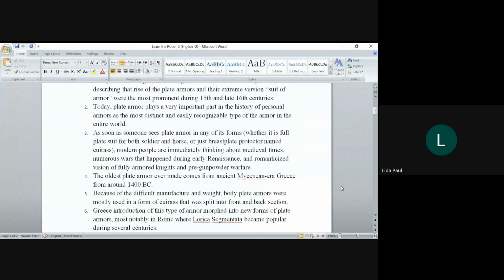But any other adverbs in that line? Sees plate armor in any of its forms. Whether it is full. No. How about whether? Whether is also what? It's also a conjunction, right? The function of whether is also to join parts of sentences. Okay. Either two sentences or parts of sentences. So no adverb in that line. Next one. Plate suit for both soldier and horse or just breastplate protector named.